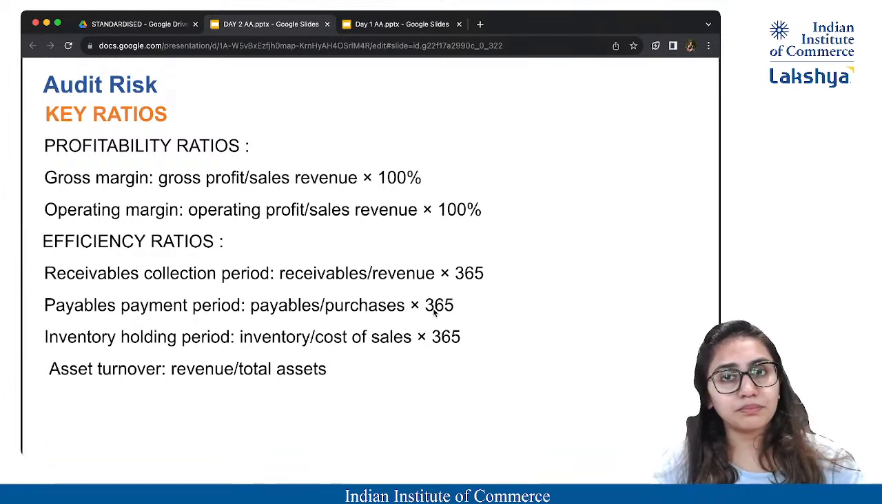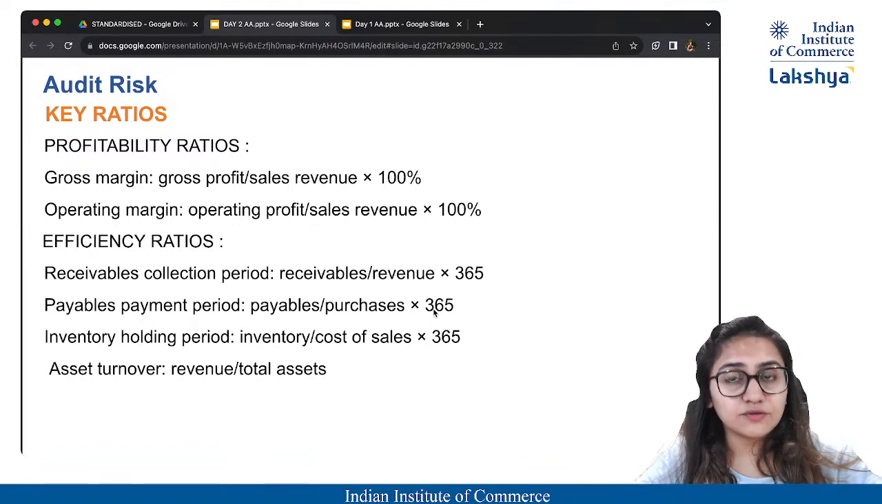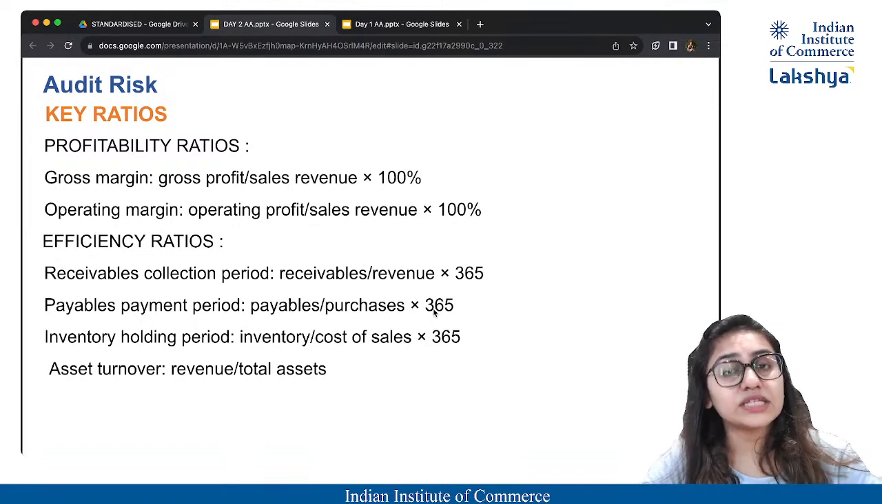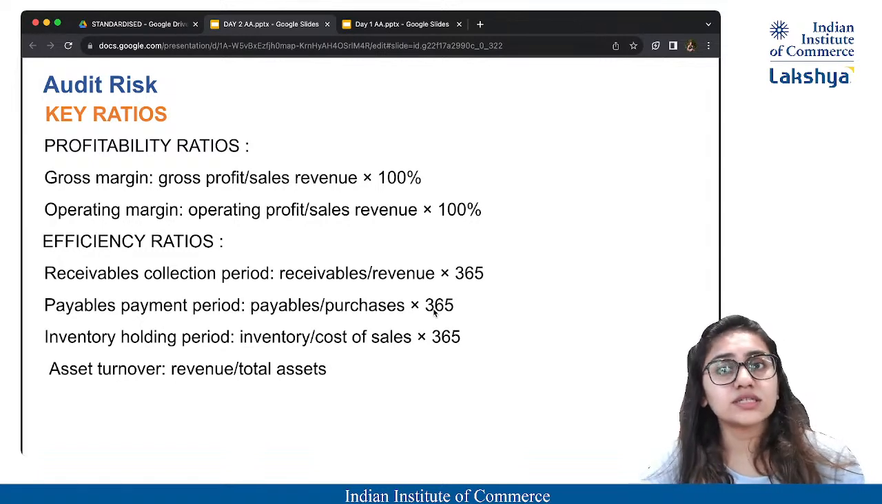Inventory holding period: for how long the inventory remains in your godown. 30 days, 40 days. The lesser it is, the better it is.